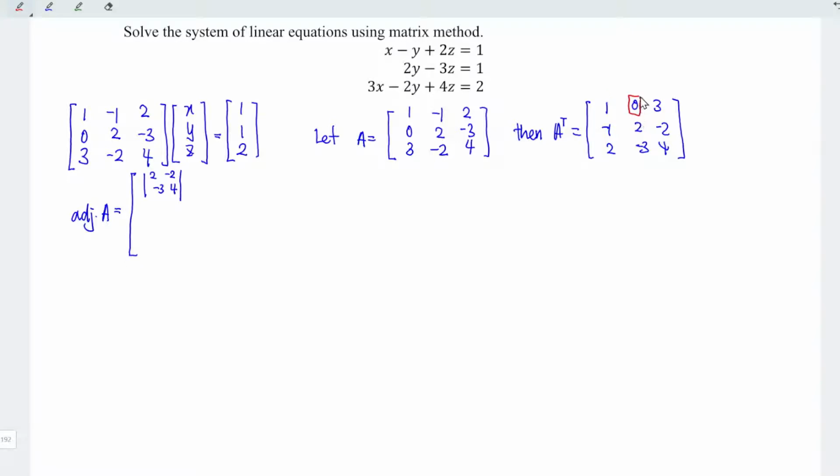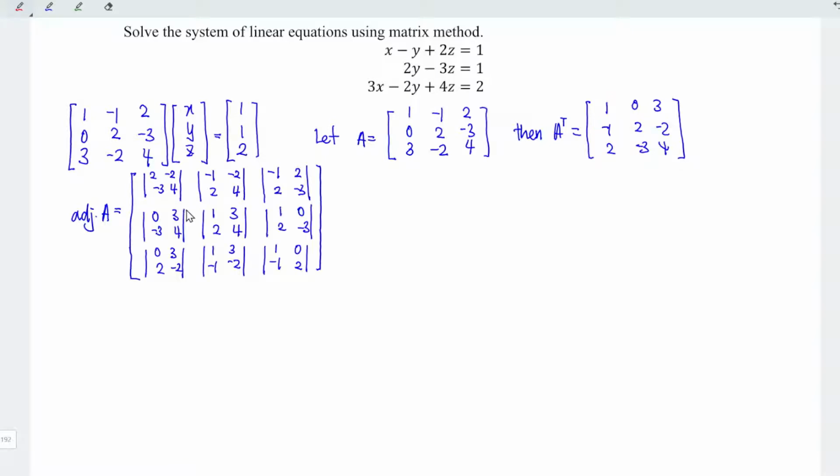For the second entry, remove the respective row as well as the respective column. So we are left with minus 1, minus 2, 2, 4. For the third entry, also remove and remove. So we are left with minus 1, 2, 2, minus 3. For the first entry of the second row, also remove and remove. So we are left with 0, 3, minus 3, 4. Let's repeat exactly the same step for the rest of the entries.